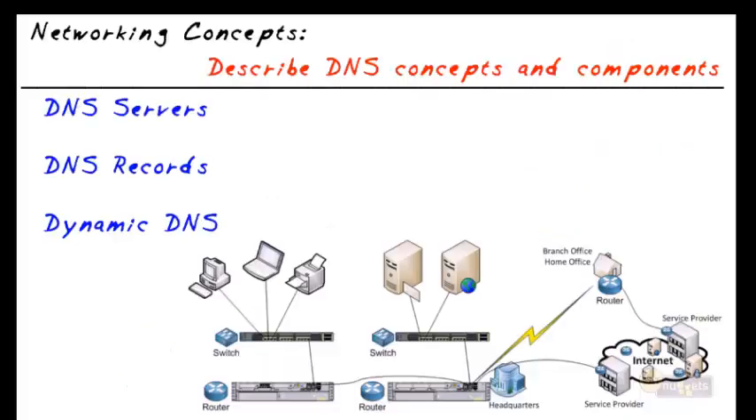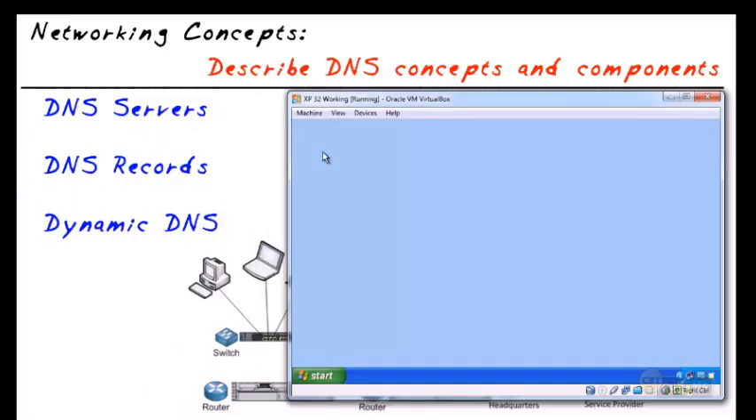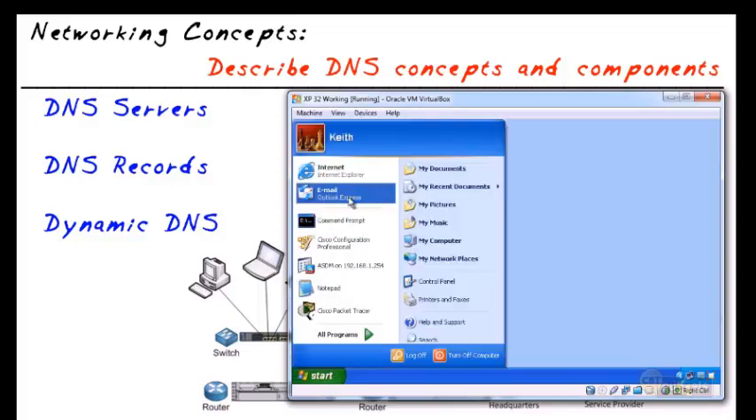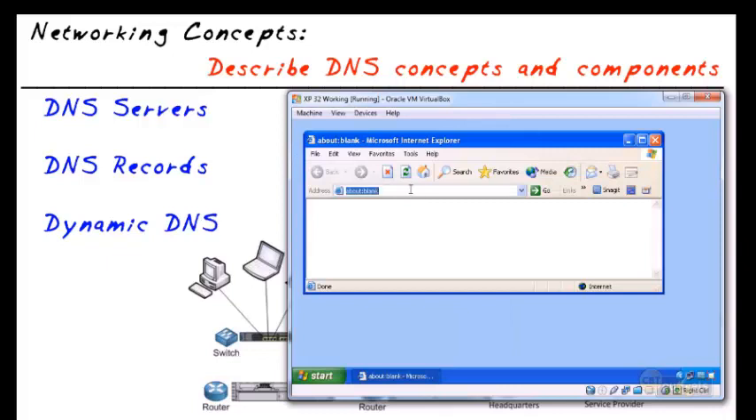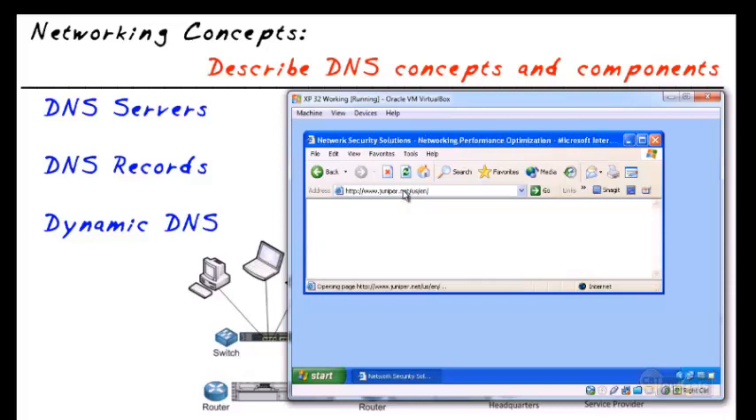One of the tools that I often take for granted is DNS, the domain name system. For example, this PC on our network right here, if we want to go out to the web, we just open up a browser and go for it. We go to www.cisco.com, or we could go to www.juniper.net, and it just takes us there.